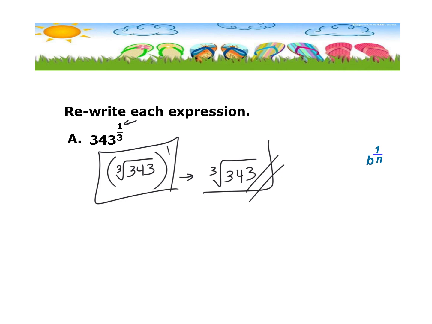Now, b to the 1 over n power is just going to be the nth root of b. Again, anything to the power of 1 is itself.